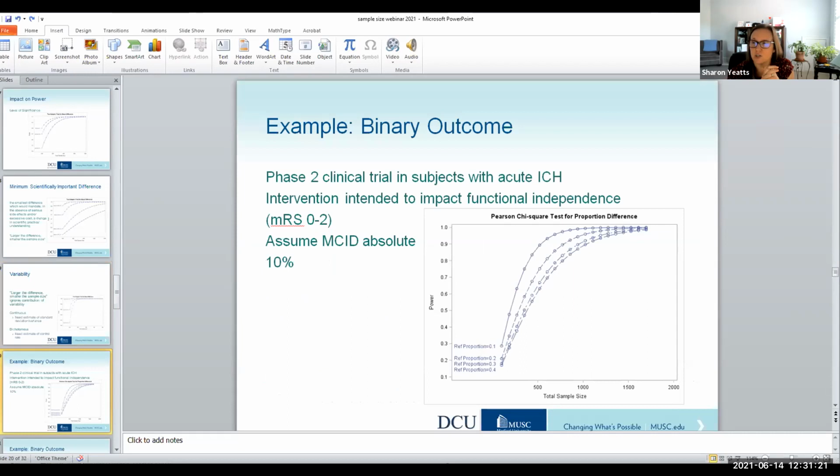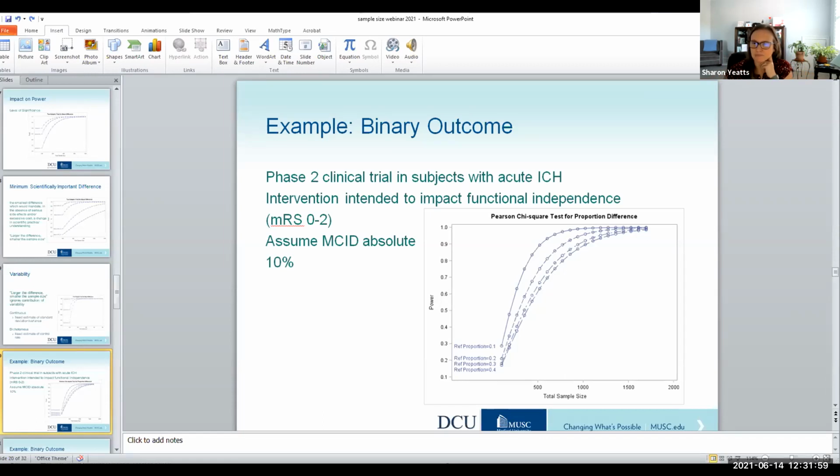And so in the situation of a binary outcome, again, this is our phase 2 clinical trial in subjects with acute ICH. But now we're saying we're not interested in the Neuro-QoL; ICH trials always use the modified Rankin scale score. So we're going to stick with what everybody does, and we're looking to induce a change in functional independence, which is an MRS of 0 to 2. And in this case, actually, it is pretty standard that the minimum clinically important difference in stroke studies is often 10% on this binary outcome, an absolute improvement of 10 percentage points.